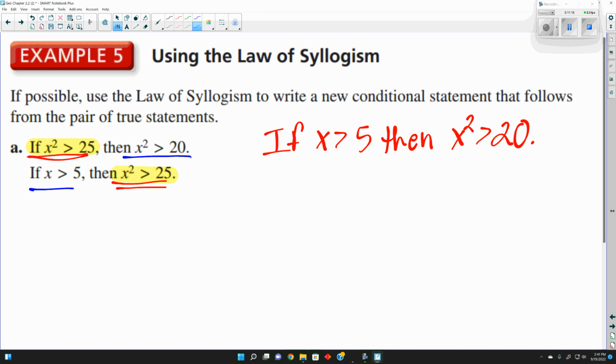Oh, so basically you don't use those two that are the same. Oh, okay. Because if x is greater than 5, well, 6 squared is greater than 25, yes? Well, if 6 squared is greater than 25, then, well, 6 squared is greater than 20. I thought you were using x squared greater than 25, both of those, to make sense. No, we just need one of them to match. And x squared greater than 25 matches in both, so we can use the law of syllogism to attach the other two.